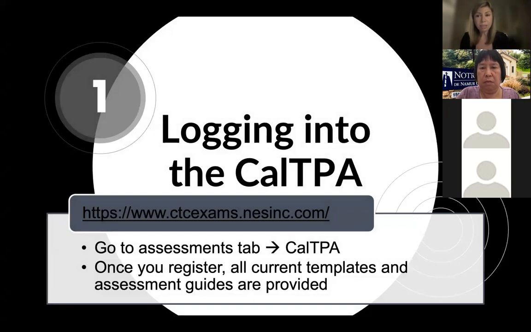So every year, the CalTPA gets updated every summer. So if you're working on it now and you don't get it submitted by, let's say, July, that's typically when they switch over to the next version. If you go past then, you're going to have the new version and you're going to need to update your work and have the most current version templates and assessment guides so you can see what they're expecting at that point. So once you register, then you have the most updated resources for you.